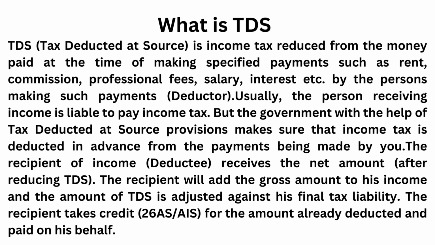Usually, the person receiving income is liable to pay income tax. But the government, with the help of tax deducted at source provisions, makes sure that income tax is deducted in advance from the payments being made by you. The recipient of income, the deductee, receives the net amount after reducing TDS. The recipient will add the gross amount to his income, and the amount of TDS is adjusted against his final tax liability. The recipient takes credit in 26AS for the amount already deducted and paid on his behalf.